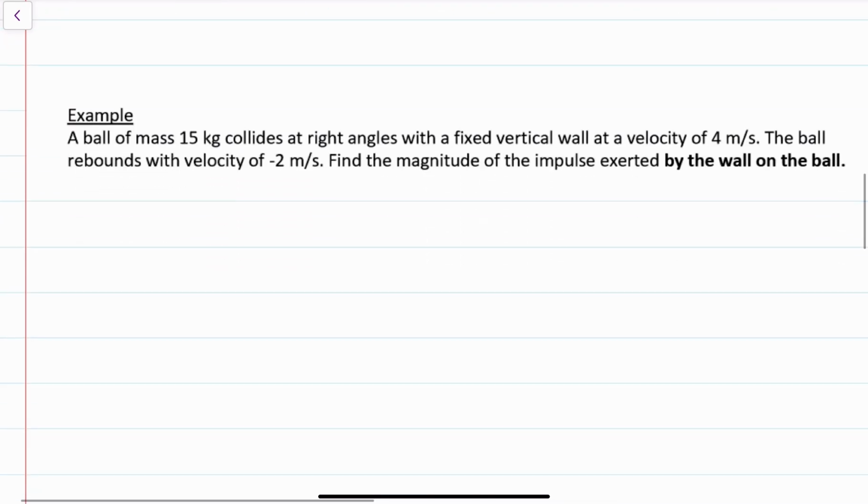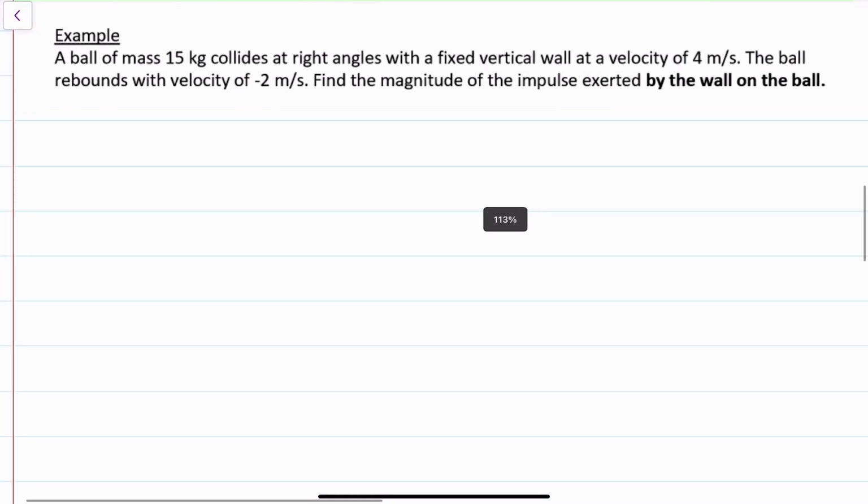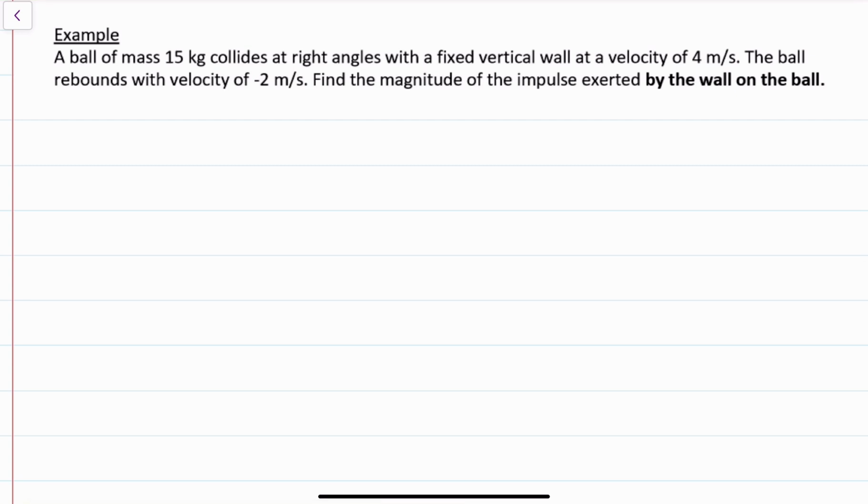Okay, now the next type of question is a wee bit trickier, people find it a wee bit trickier. It says a ball of mass 15 kilograms collides at right angles with a fixed vertical wall at a velocity of 4 meters per second. The ball rebounds with a velocity of minus 2 meters per second. That just means 2 meters per second in the other direction. Find the magnitude of the impulse exerted by the wall on the ball.